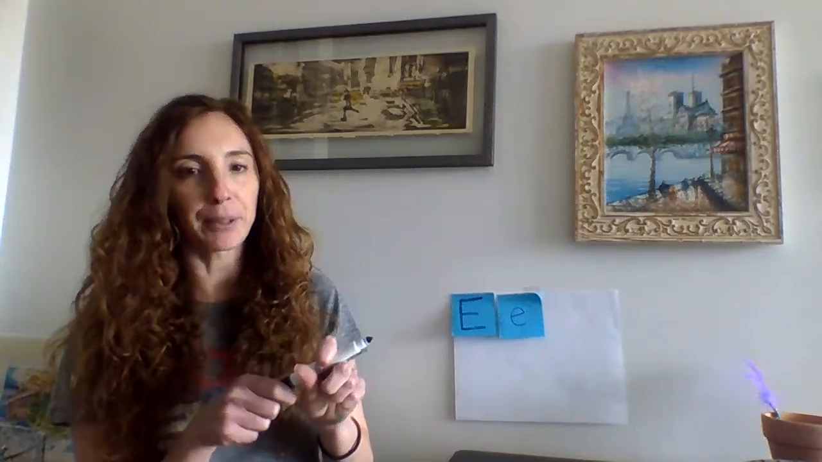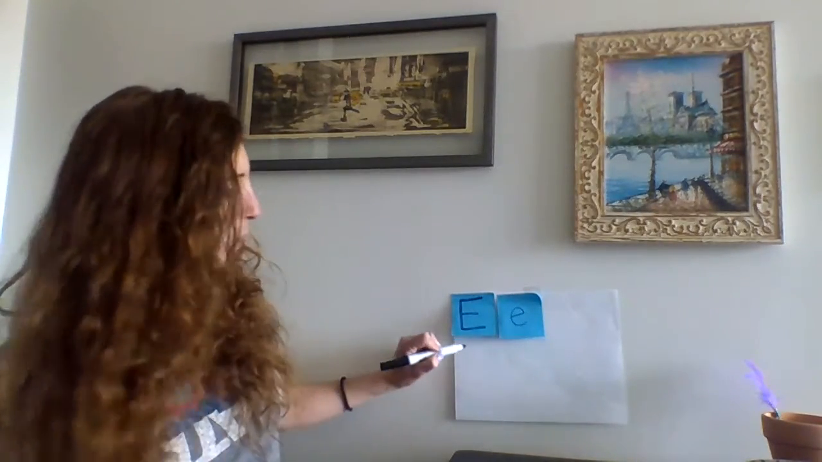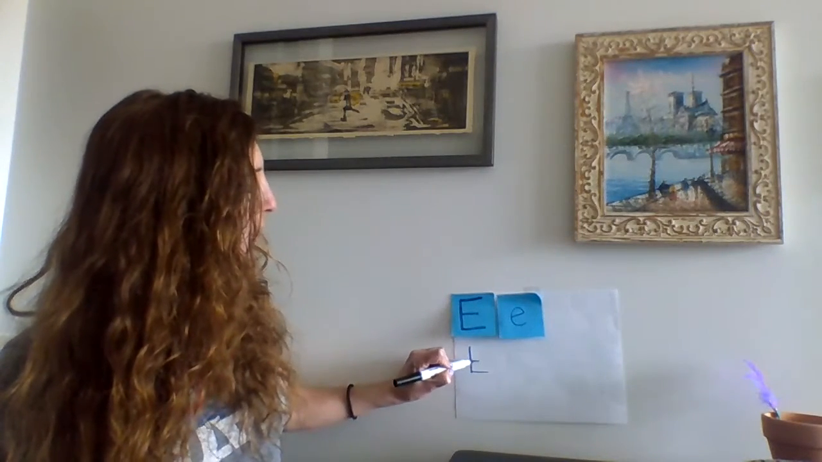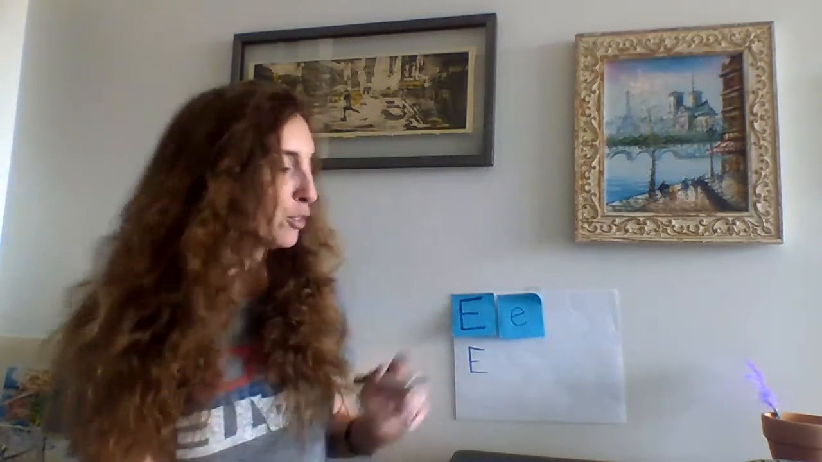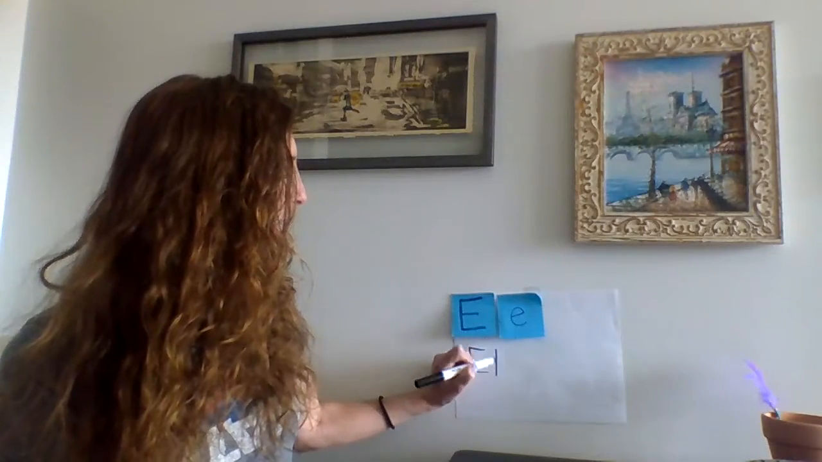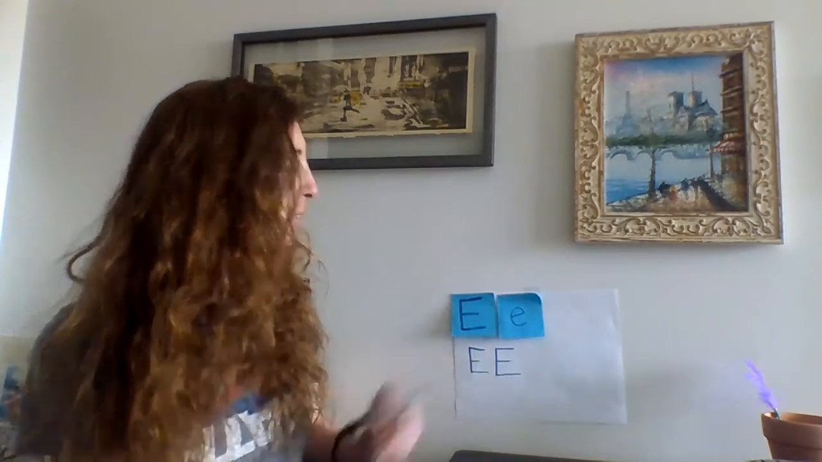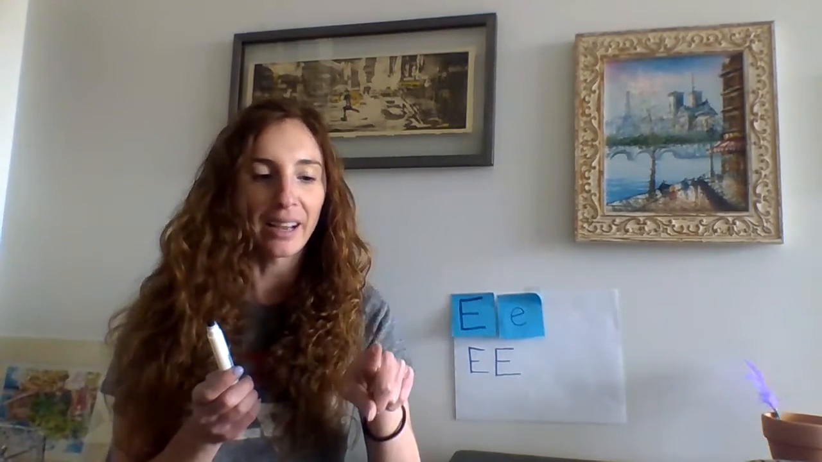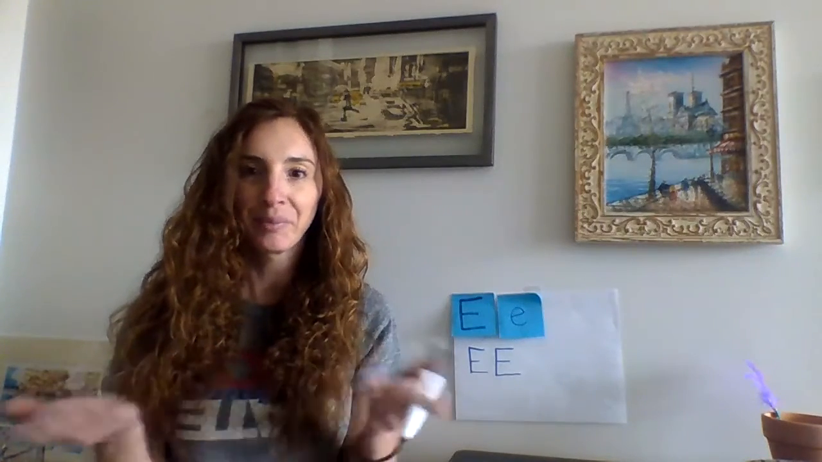So we're going to start with capital E. Capital E has lots of straight lines. So we're going to make down, across, across, across. Right? Let's write it together. Try it one more time. Down, across, across, across. Good. And remember, if you don't have anything to write with, you can do it with your finger. Down, across, across, across. Great.